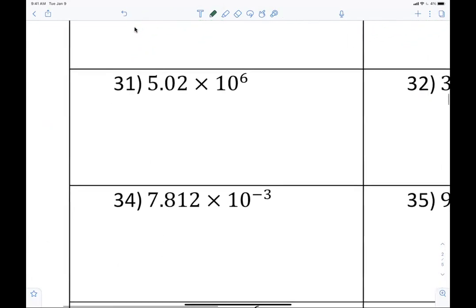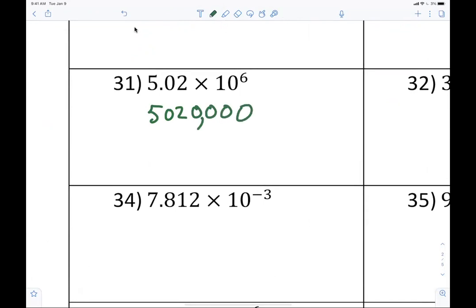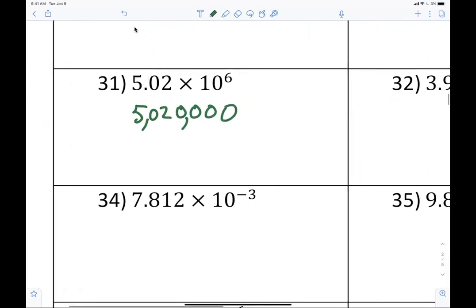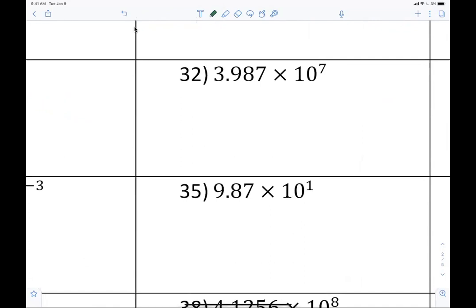Tyler, go. That would be 502, yes, sir, and then you'd add 4 zeros. You're awesome. Thank you. All right, come on, Mr. Henderson. Okay, so it would be 3987, good, and then it'd be 4 zeros. Look how easy. Simple, simple, simple. I like it.